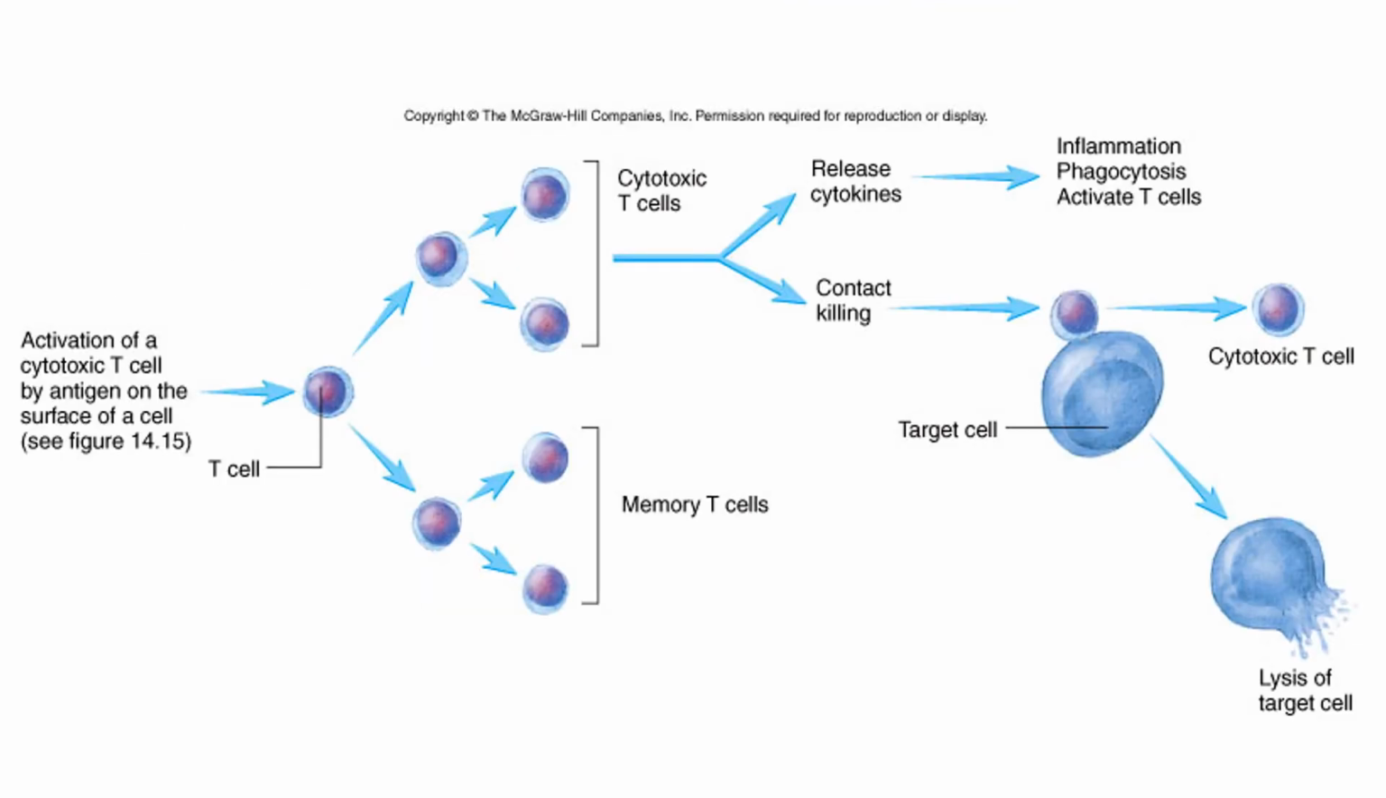In this one, it shows you the stimulation and effects of the T cells. When activated, cytotoxic T cells form many additional cytotoxic T cells, as well as memory T cells. The cytotoxic T cells release cytokines that promote the destruction of the antigen or cause the lysis of target cells, such as virally infected cells, tumor cells, or transplanted cells. The memory T cells are responsible for the secondary responses.